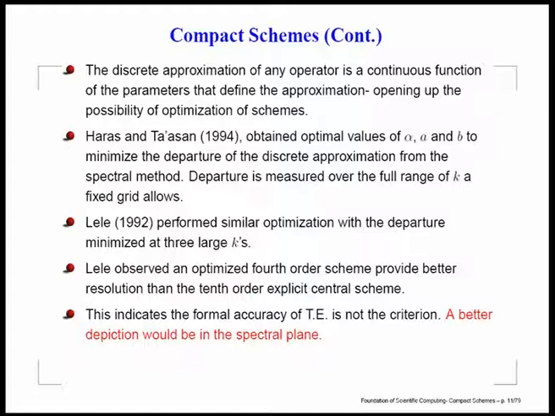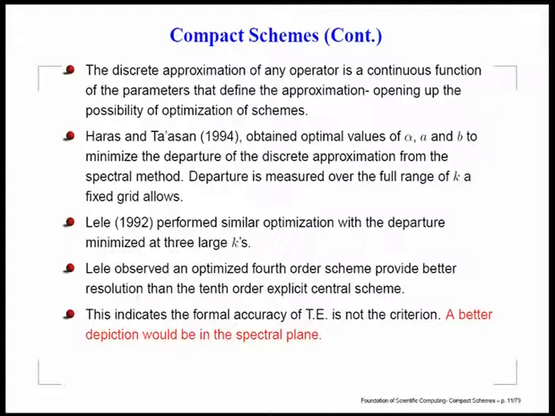That is what Haras and Tassan did. They did optimize a scheme for evaluating the first derivative by minimizing the error committed by this approach with respect to the spectral method, and they tried to look at the full range of k for the wave equation only, and that was somewhat different from what Lele tried to do earlier. He also tried his hand at optimization, but because there were three equations and three unknowns, he looked at the departure at three values of k, and from there he obtained the values.